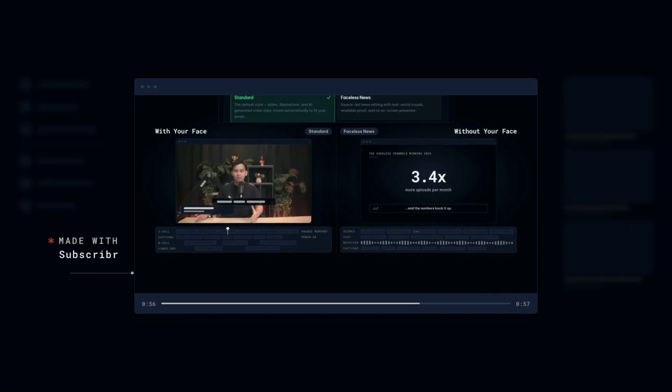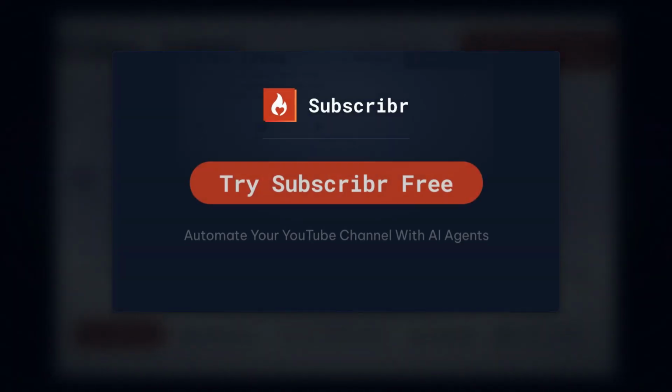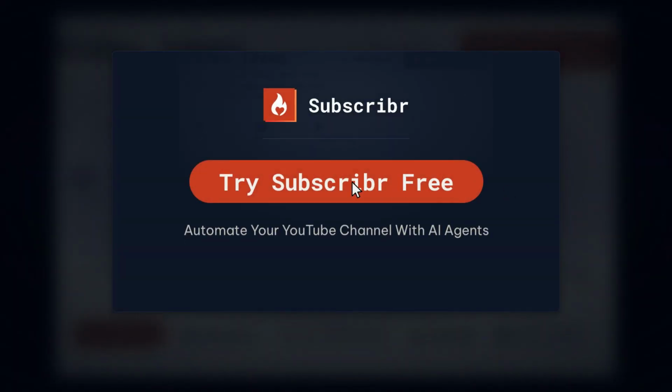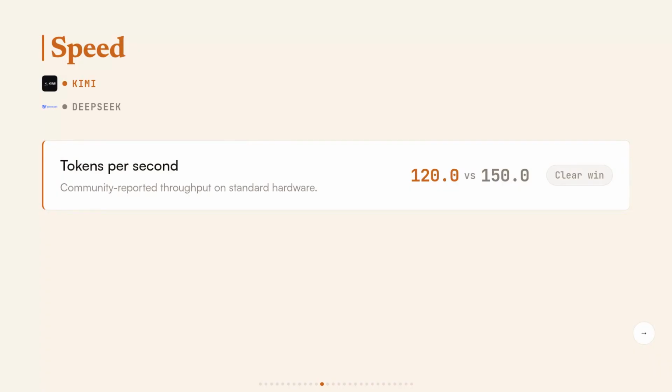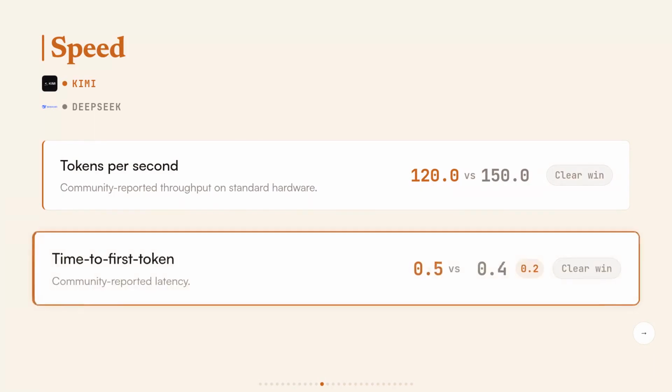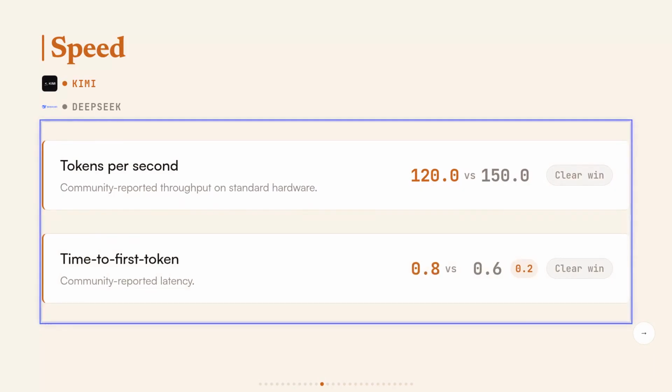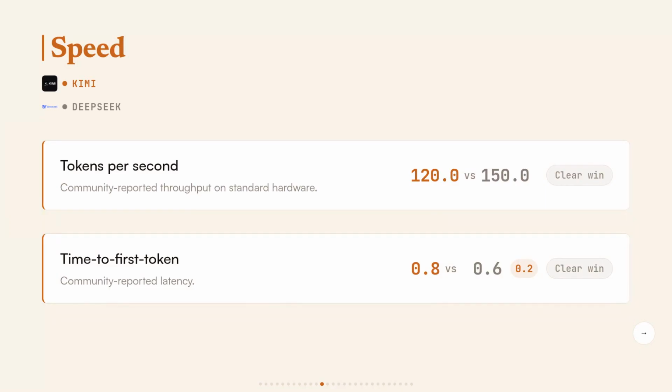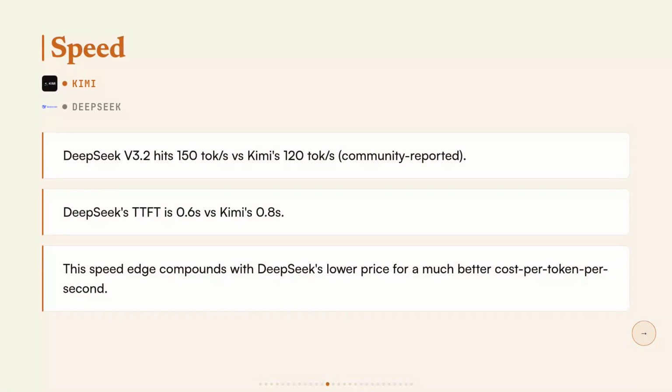Community reported throughput has DeepSeek v3.2 at 150 tokens per second, Kimi K2 at 120. Time to first token is 0.6 seconds for DeepSeek, it's 0.8 for Kimi. These are community figures, not official benchmarks, so treat them as directional, but they're consistent and they all point the same way. The exact figures can shift with server load.